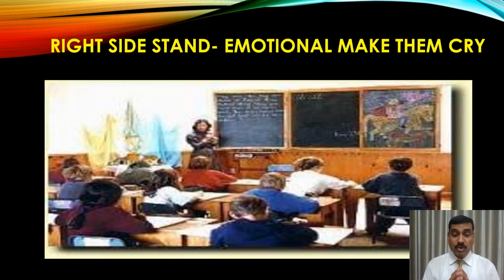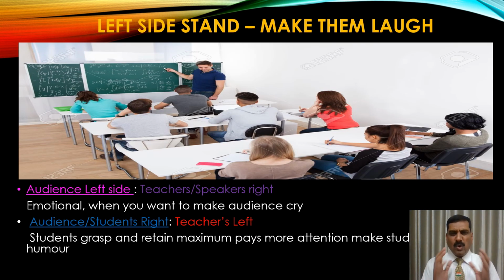If you want to make your students emotional, if you want to make them cry, stand in the right corner of the classroom, on your right-hand side and the students' left-hand side, while speaking. If you want to make your students think logically and intellectually, and you want them to have rapt attention to what you are teaching, stand in the left-hand corner, that is, on your left side. On the students' right side, if you stand, they will pay rapt attention to you, you can teach them effectively, and they will remember the maximum. If you stand on the left side of the students, they will retain less, but you can make them emotional easily.